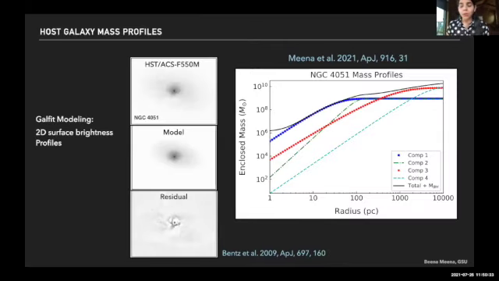Using the bicone model, we can also deproject the observed velocities on the galaxy frame and determine their true velocities and true distances. So once we have the kinematics, the second step of my project is to determine the stellar mass profile of the host galaxy.